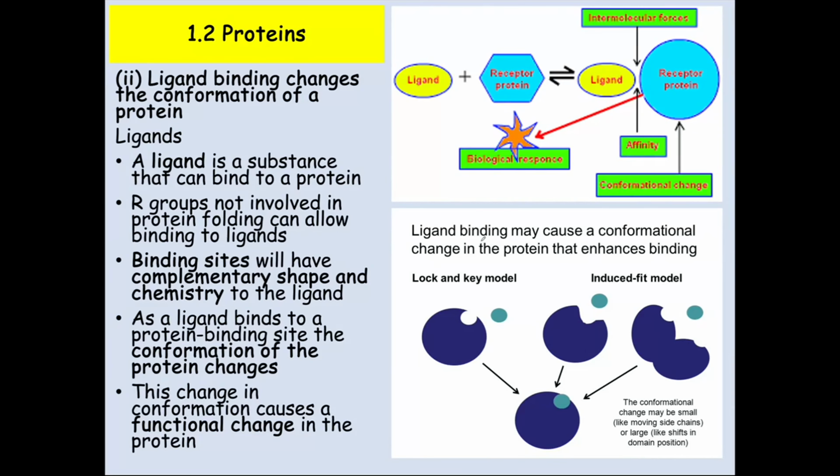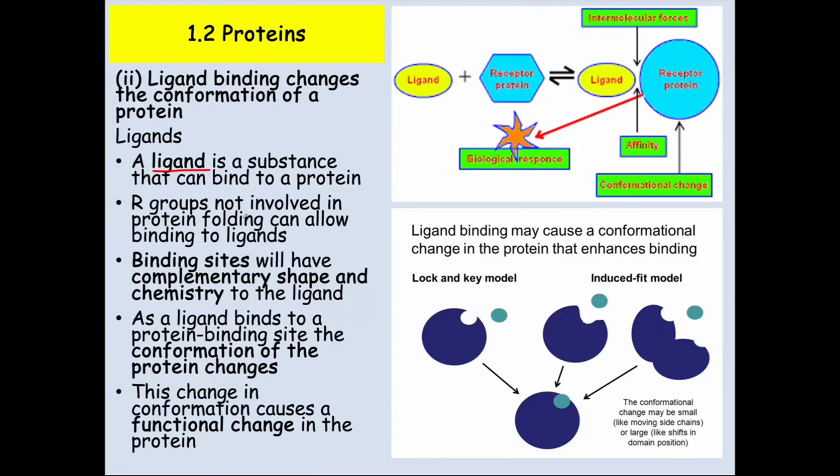Ligands, or ligands, however you want to say it. So ligand binding changes the conformation of a protein. So what is a ligand? Well, a ligand's any substance which binds to a protein. In your previous studies, you'll have learned about substrates and enzymes. The substrate is an example of a ligand because it binds to the enzyme, which is a protein. Okay, so anything that binds to a protein is a ligand.